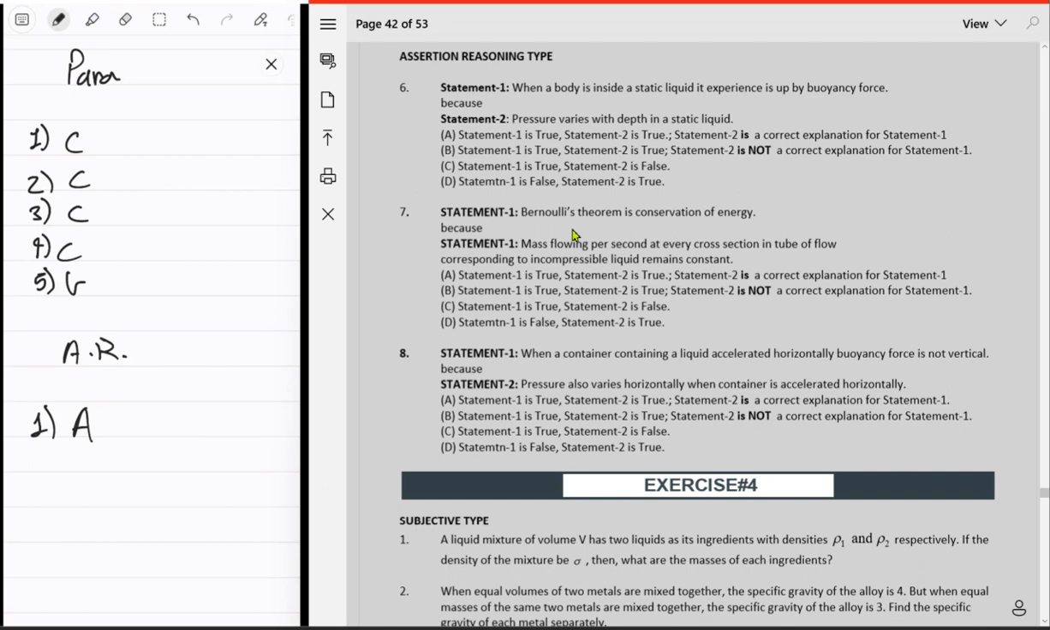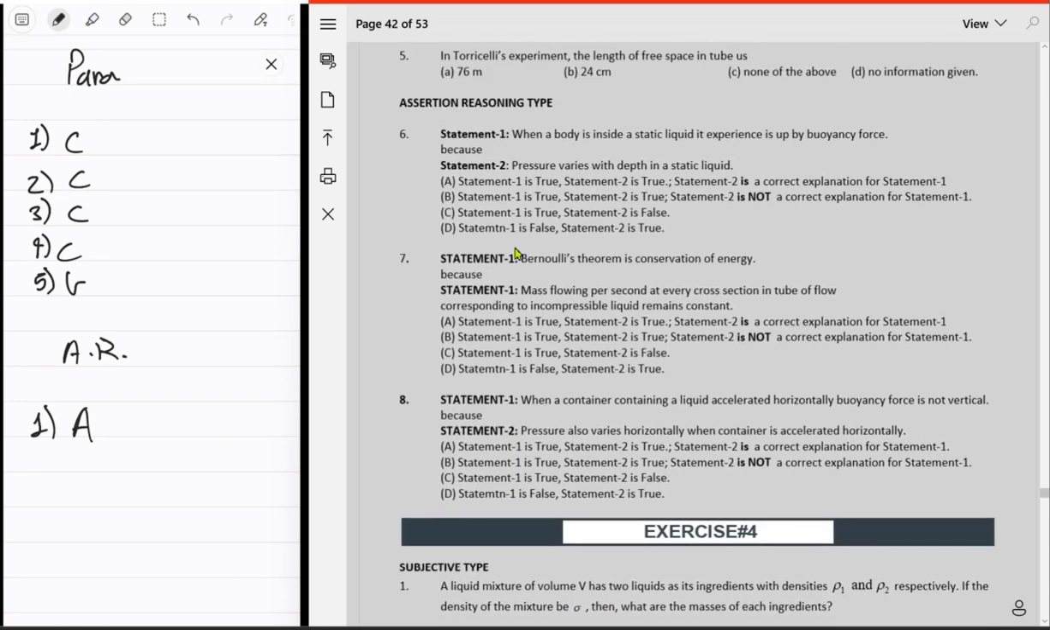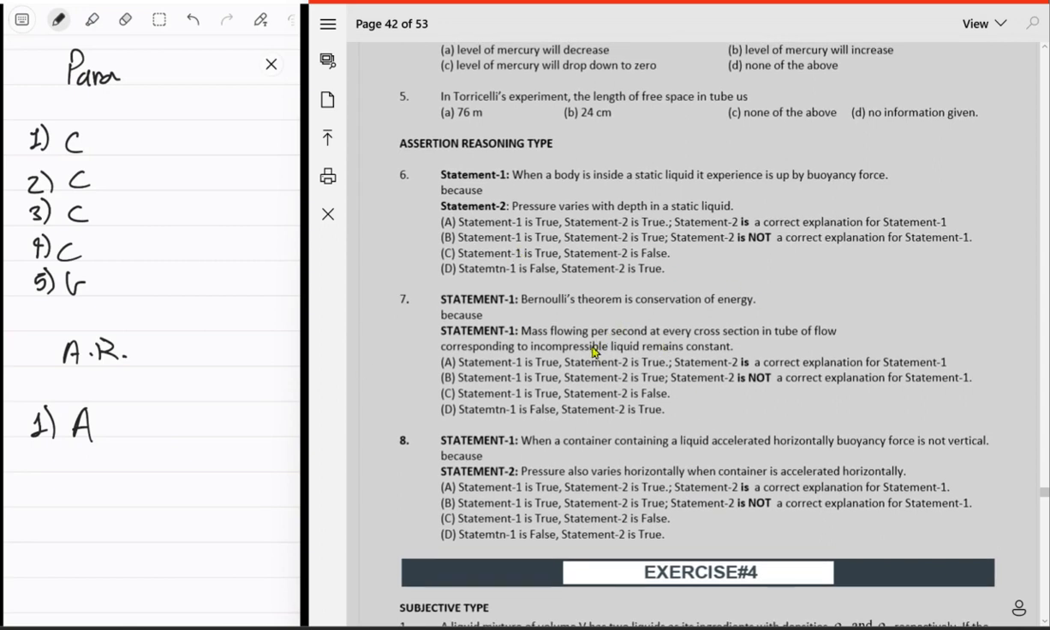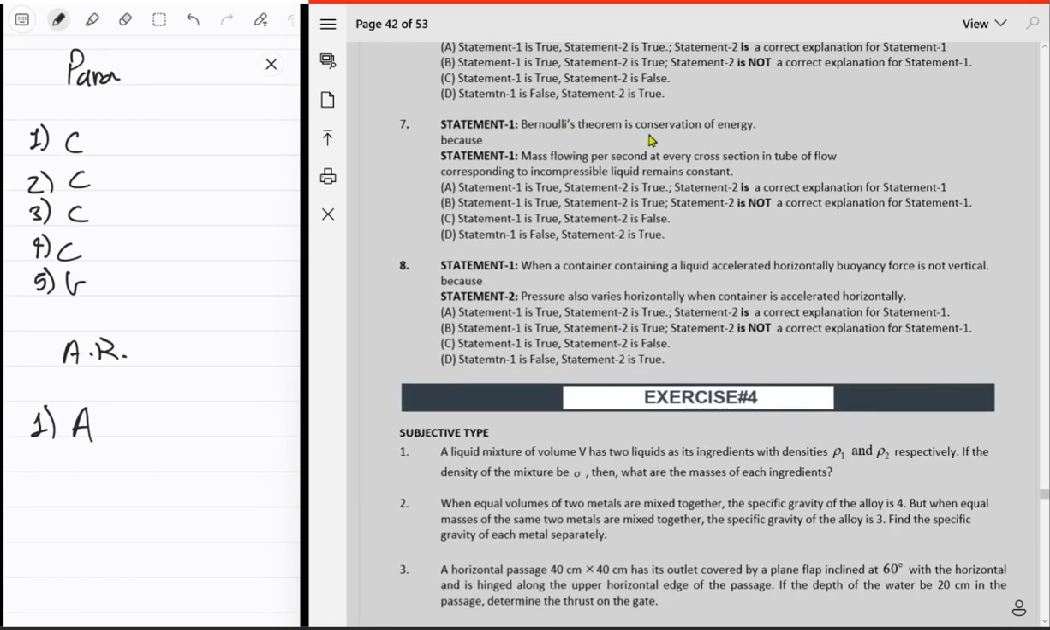Okay. Bernoulli's theorem is conservation of energy because mass flowing per second at every cross section of the tube of flow corresponding to incompressible liquid remains constant. What? Man, the second statement. Okay, that's not statement two, this is statement one once again. Seriously, they put zero effort into making this, right? But the second statement is conservation of mass. That's not what Bernoulli's theorem is. So statement one is true. Yes, it's the conservation of energy, but statement two is also true. It's not a correct explanation though.